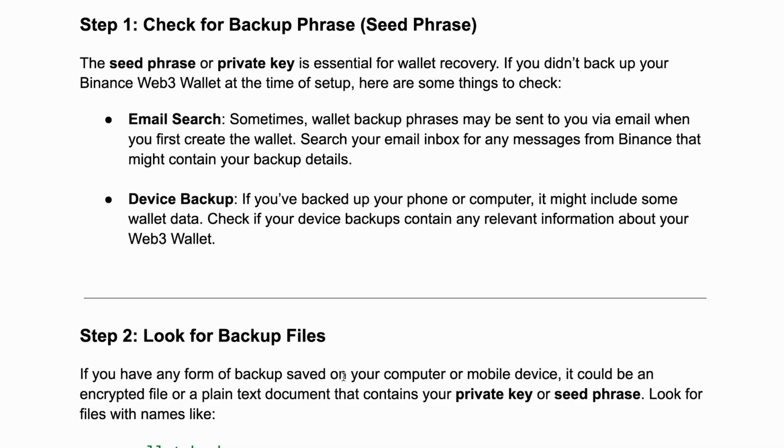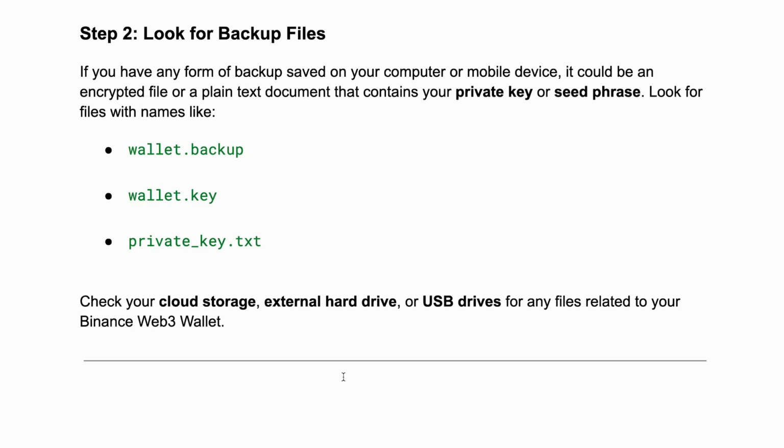If you've backed up your phone or computer, it might include some wallet data. Check your device's backup for any relevant information about your Web3 wallet. Then look for backup files. If you have any form of backup saved on your computer or mobile device, it could be an encrypted key or a plain text document that contains your private key or seed phrases.